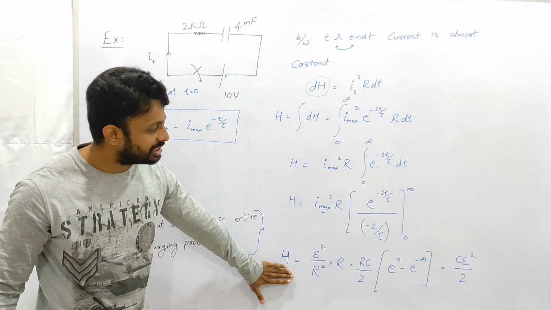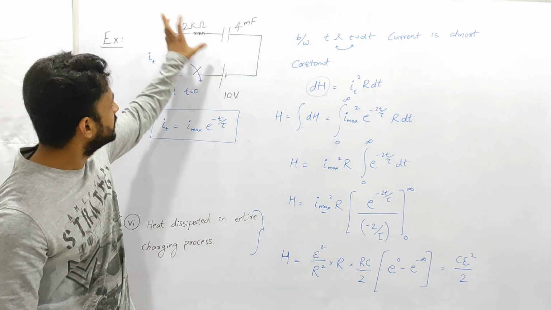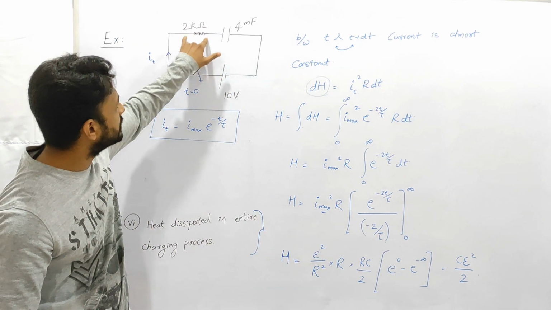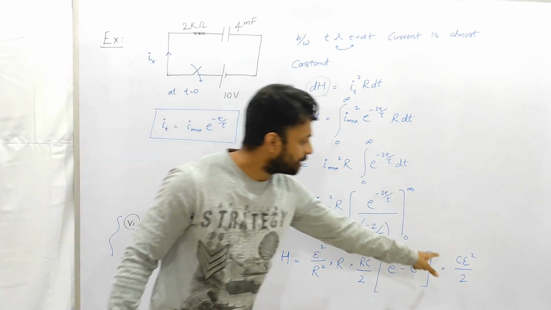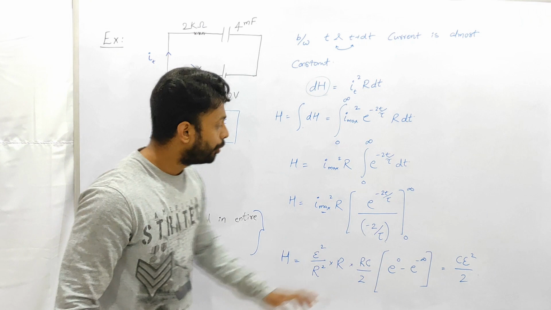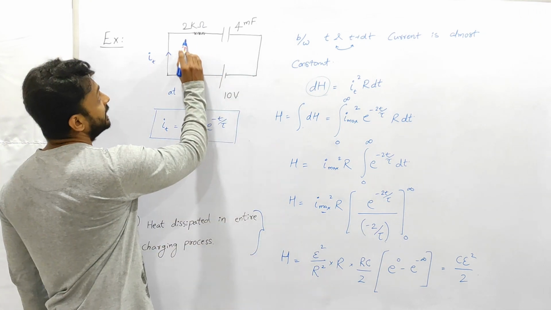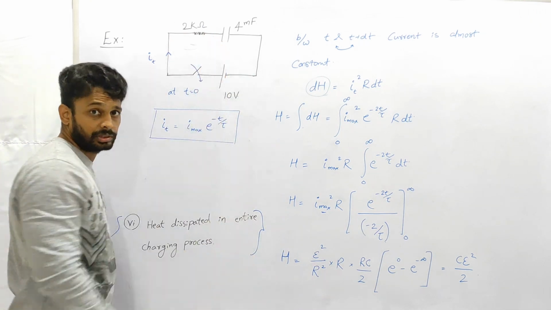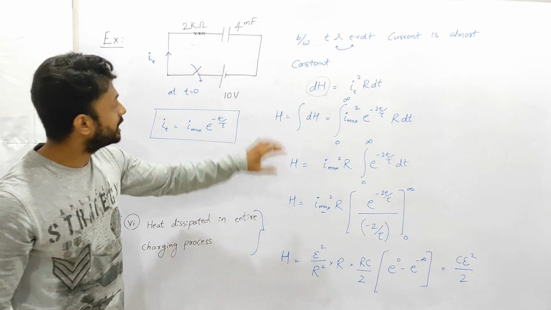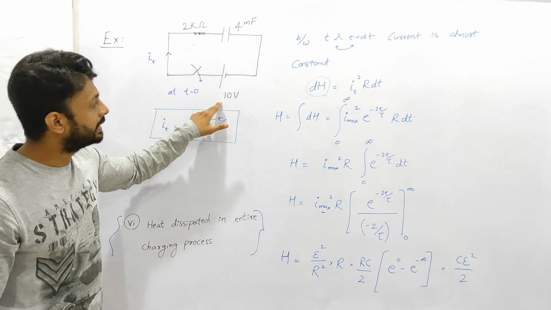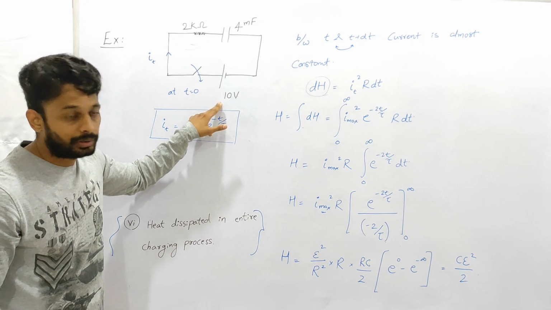How much heat is dissipated in this resistor? This is a resistance R, capacitance C, battery EMF is E. Then that comes out to be CE square upon 2, where the heat dissipated is independent of the resistance. Whatever the resistance value, irrespective of that, the heat dissipated depends on the capacitance and the EMF of the battery that we used.